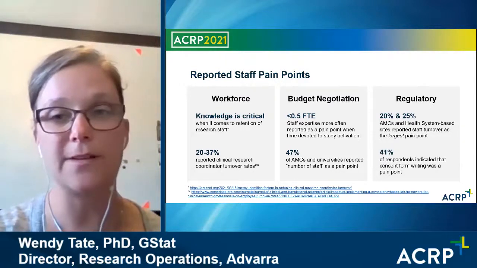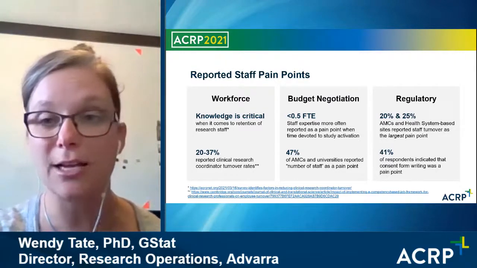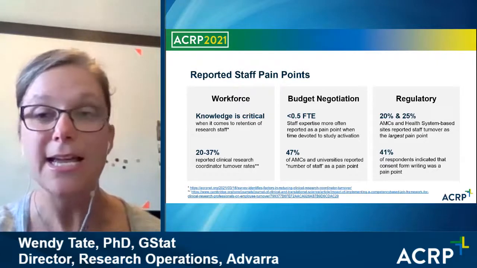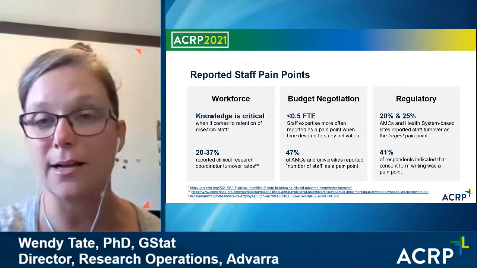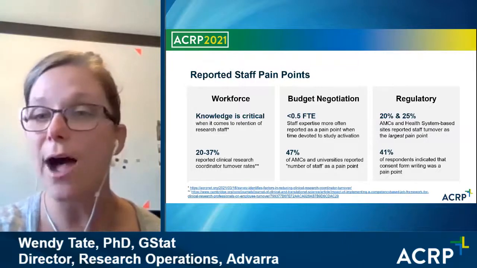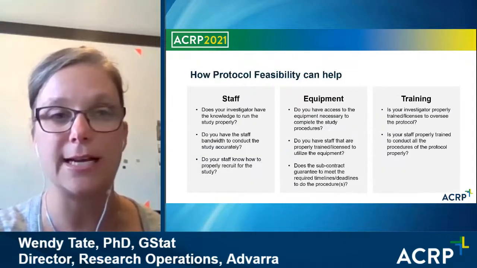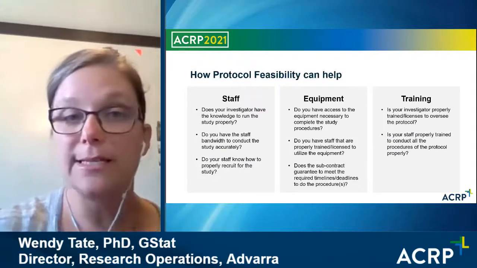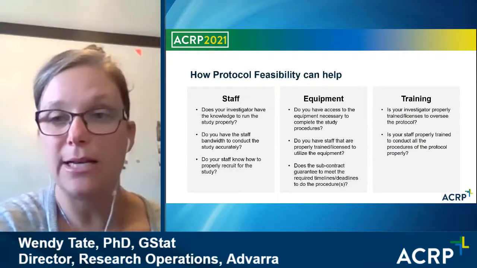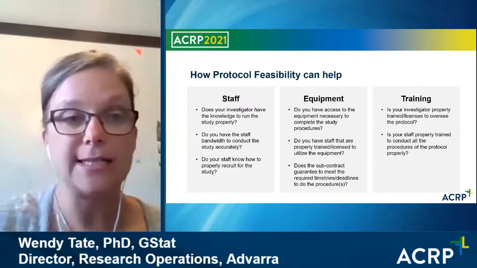So how does protocol feasibility help with this? A lot of what we're talking about is study activation processes, even things that are ongoing study items such as consenting. So how do we take care of these way up front before we've really even done much with a study? Well, you should be considering everything in the staff, equipment, and training. So equipment also meaning facilities.